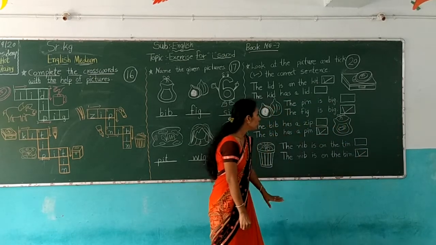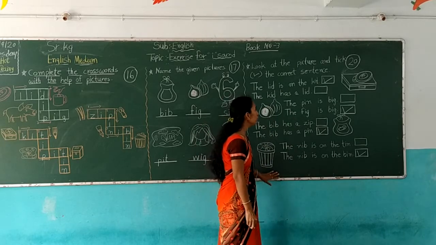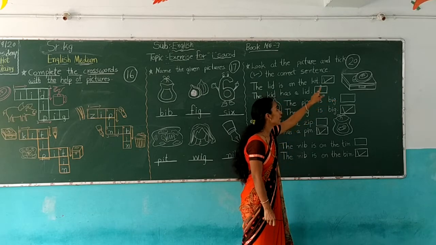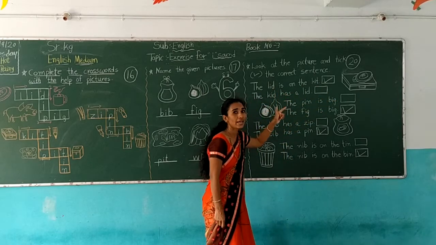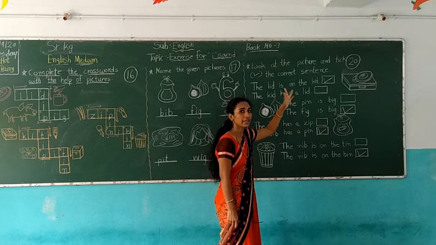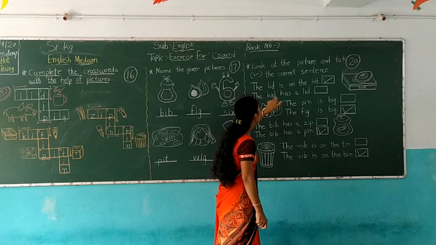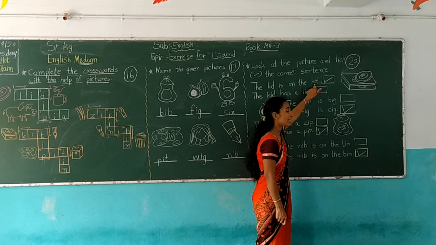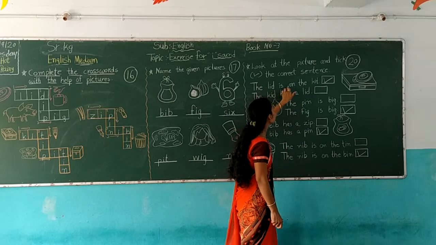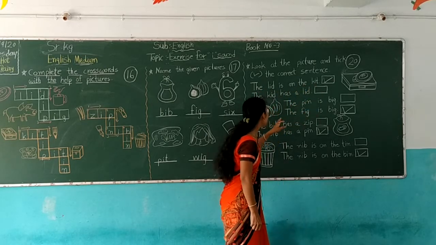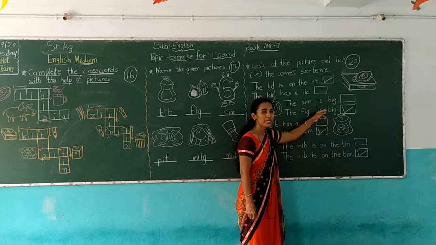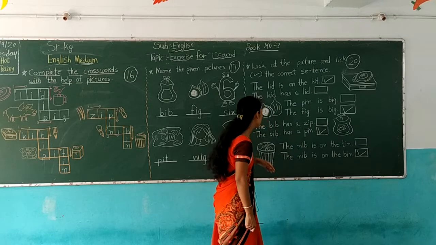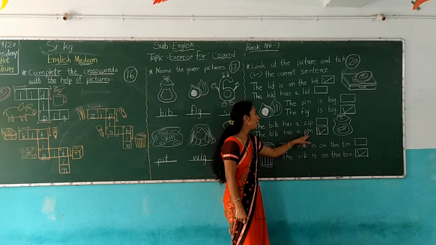So children, do you understand this exercise? Repeat with me. Okay. You look at this picture carefully, and after that you decide which sentence is right, and then you tick correct. Okay, so the lid is on the kit is the right sentence. Next, the fig is big. The fig is big is the right sentence. The beeb has a pin.